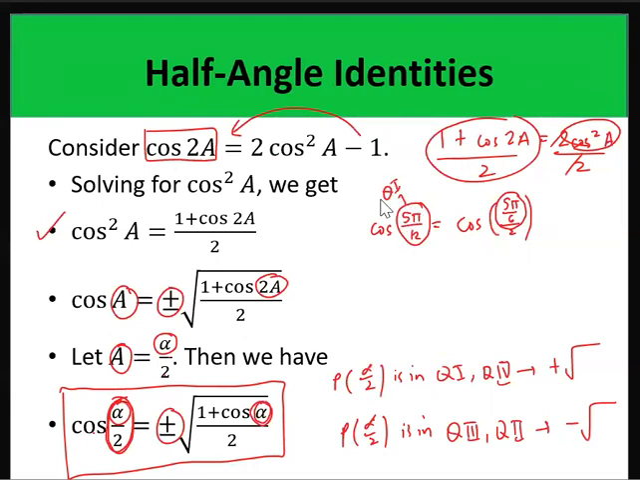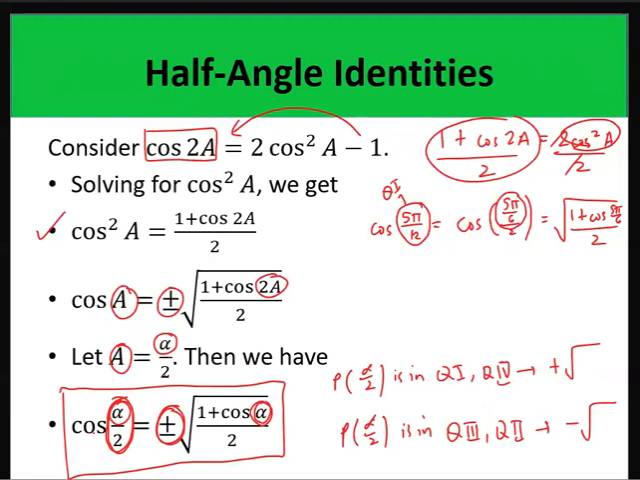So if this is in the first quadrant, that means we are going to use the positive square root. Okay, so we have to use the positive square root. So this will be the square root of 1 plus cosine of 5 pi over 6, all over 2. So that's how we evaluate these trig functions having half angle parameters.